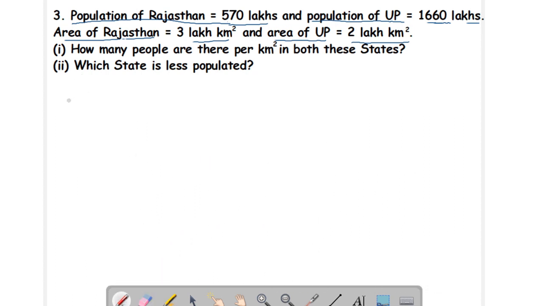Now come to the second part. Which state is less populated? Here, Rajasthan. Rajasthan is less populated.